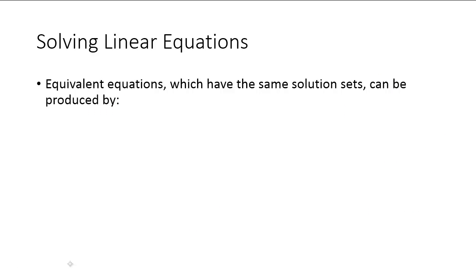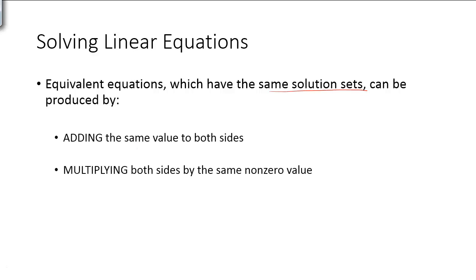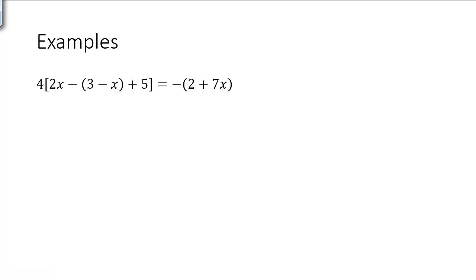To solve linear equations, we need to produce equivalent equations, and equivalent equations are ones that have the same solution sets, by doing the following. You can either add the same value to both sides, and that includes subtracting, because adding a negative is subtracting, or multiply both sides by the same non-zero value. This also includes dividing, because dividing is the opposite of multiplying. So let's look at a couple examples just to get you started.